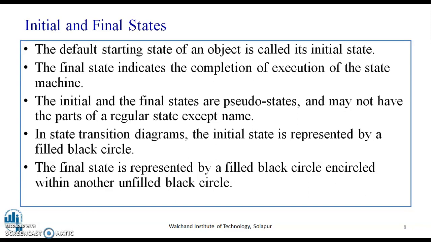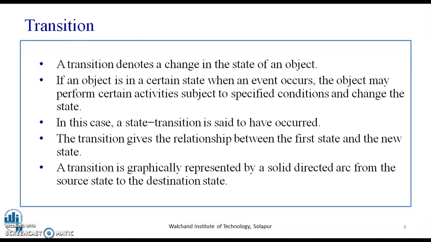In the state transition diagram, the initial state is represented by a filled circle. The final state is represented by a filled black circle encircled within another unfilled black circle. This is also called a bull's eye. Now we will see the notations for drawing the diagram when we come to it. Before that, we will see the transition.